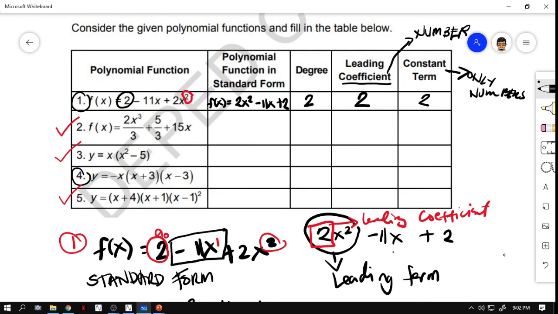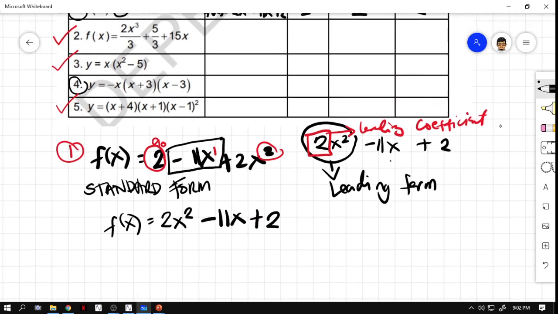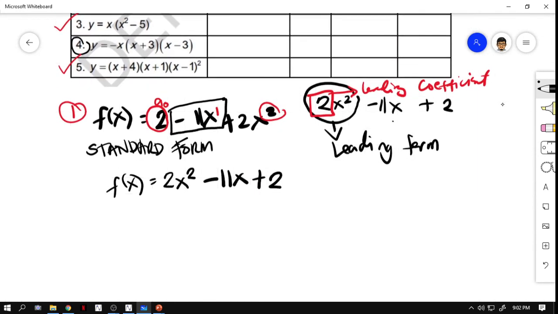Ma'am, dapat ba yung degree, leading coefficient, constant term, laging pare-pareho? No. Nagkataon lang yan. Okay? Hindi sa lahat ng pagkakataon na ang degree, ang leading coefficient, ang constant term ay pareho. Nasaktuhan lang ng example natin. Okay? Next, number 4: y is equal to negative x, quantity x plus 3, quantity x minus 3.